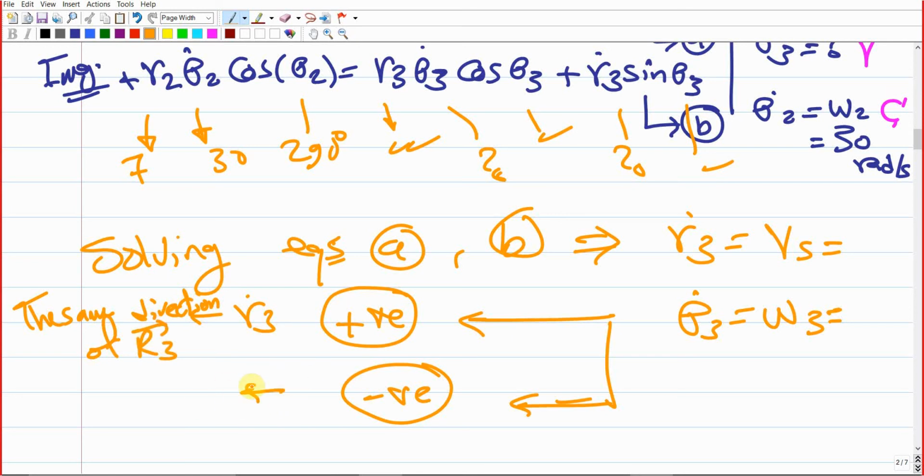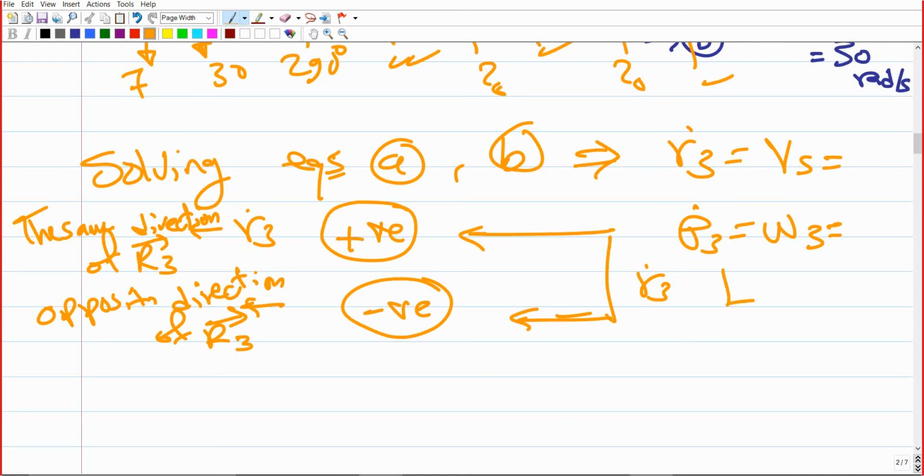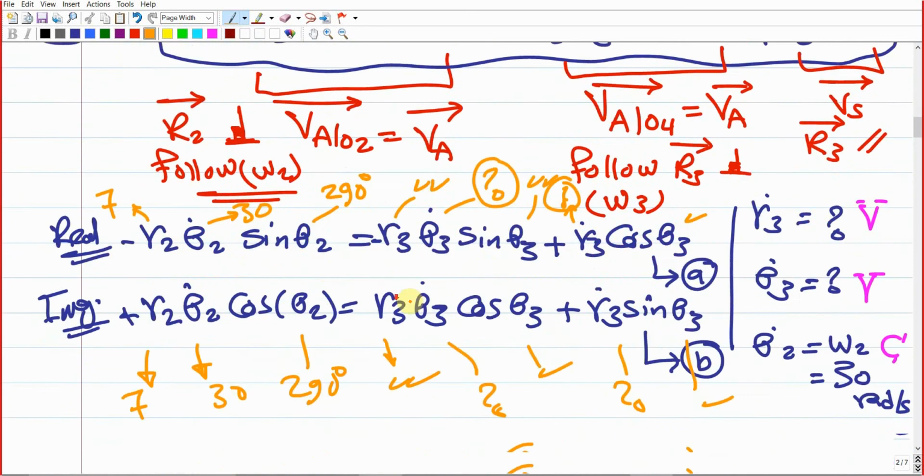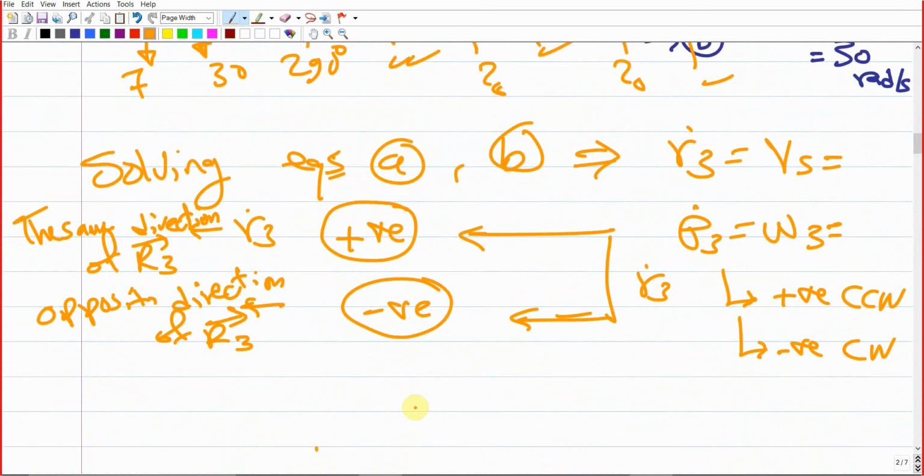But in case that it is negative, it should be in the opposite direction of the R3 vector. This is in case R3 dot is positive or negative. For theta 3 dot, if it is positive, this indicates counterclockwise direction. If it is negative, it should be clockwise direction. This depends on the value you get here, whatever it is, positive or negative. Make sense? So this is the velocity analysis for this part. Are there any questions so far?